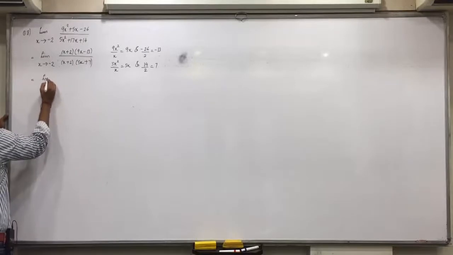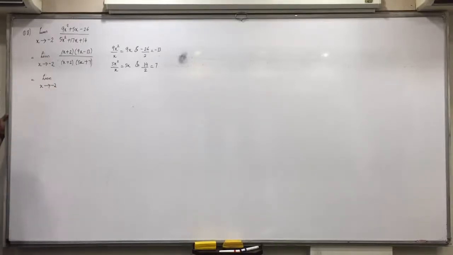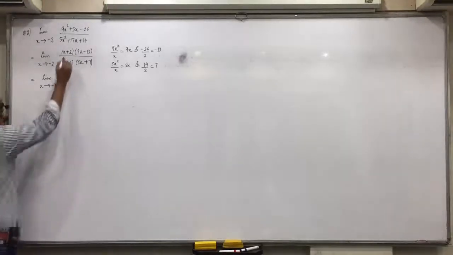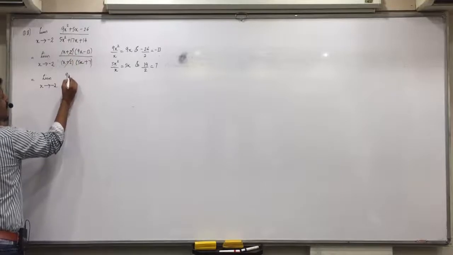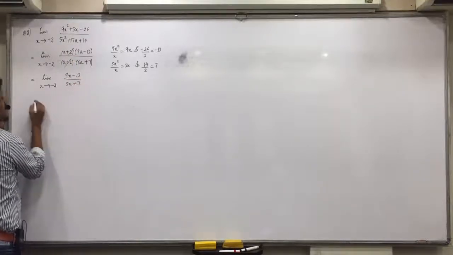So limit x tends to minus 2. It is reducing your time also. Doing factorization is time consuming. That will reduce a lot of your time. X plus 2 gets cancelled. 9x minus 13 upon 5x plus 7.